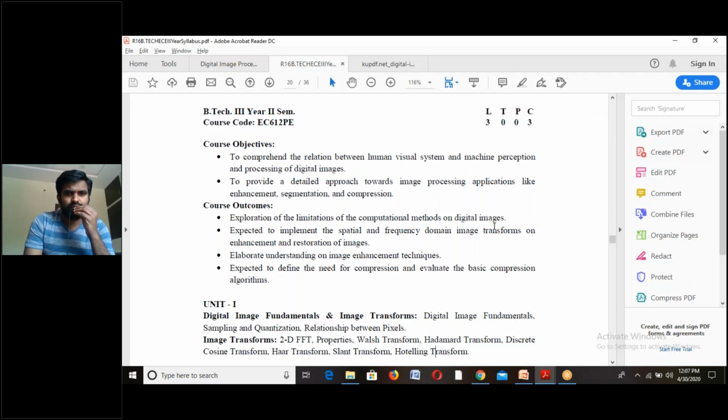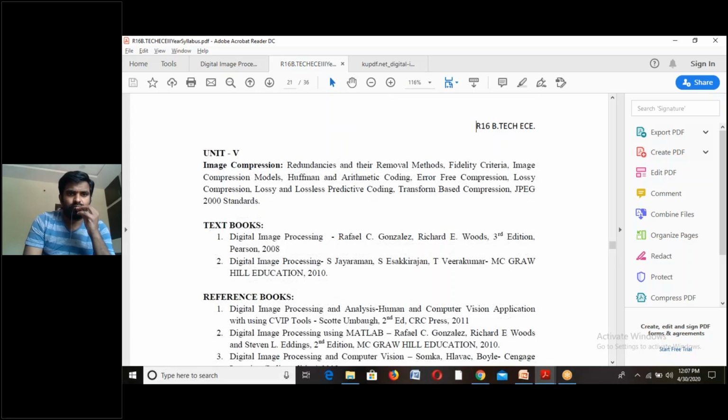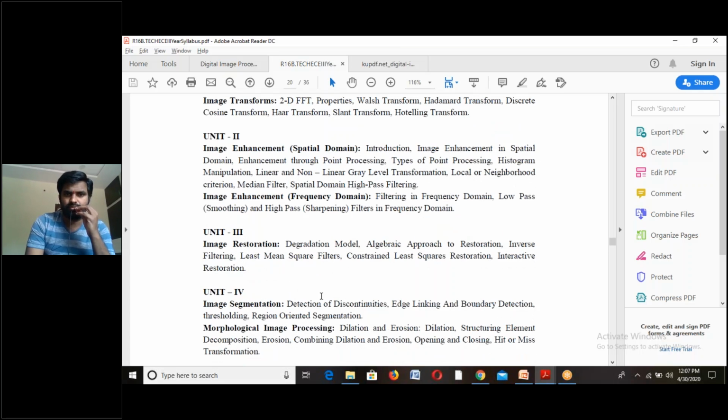On the other day, we started with image restoration, and there we discussed the degradation model and some algebraic approaches for restoration, like averaging, median, and mean methods. In this class we are going to see the rest of the concepts: inverse filtering, least mean square filters, the LMS filter, constrained least square restoration, and interactive restoration.